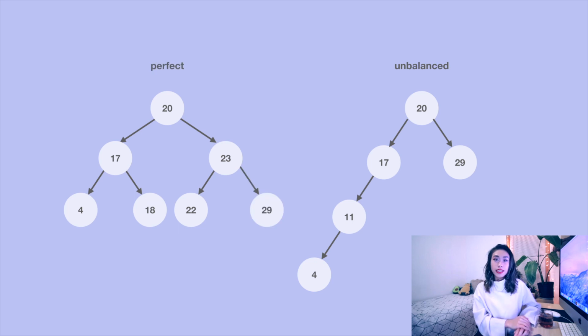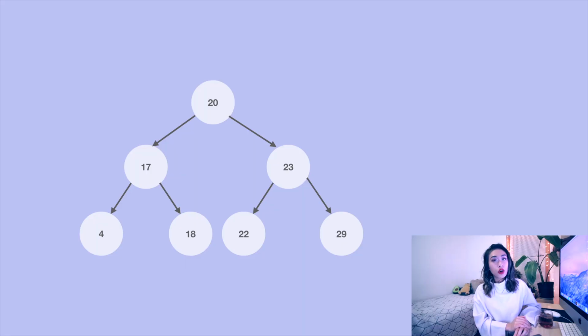In its worst case scenario, a BST can be so unbalanced that it becomes a degenerate tree, which is actually a linked list. And yes, a linked list is a type of tree. There also are self-balancing binary search trees, such as red-black trees and AVL trees. So why are BSTs useful?